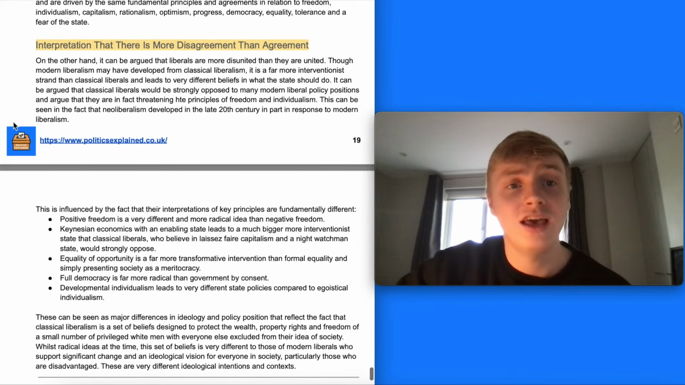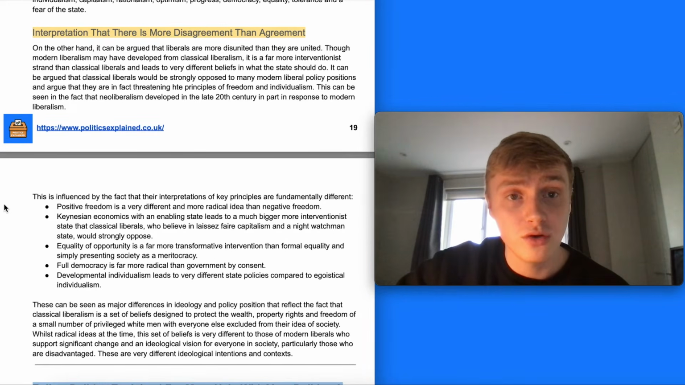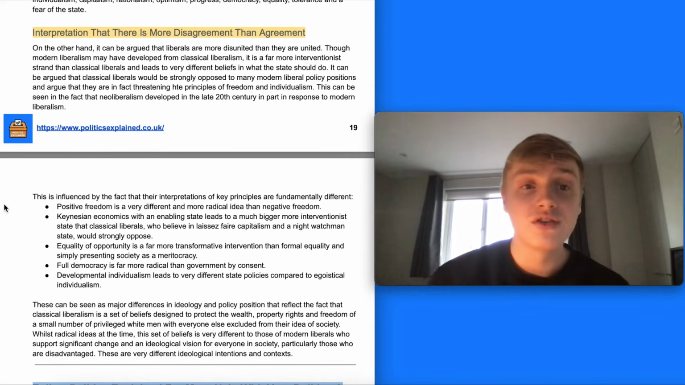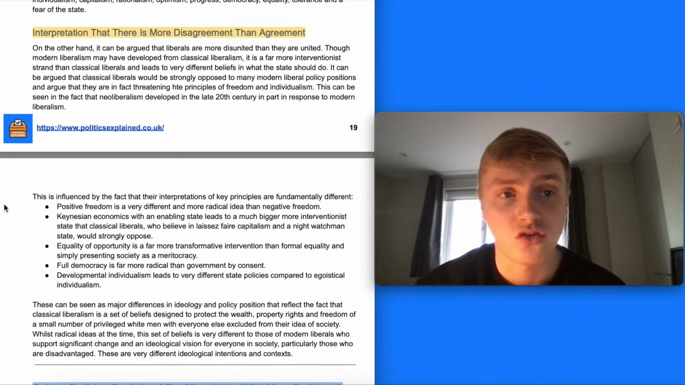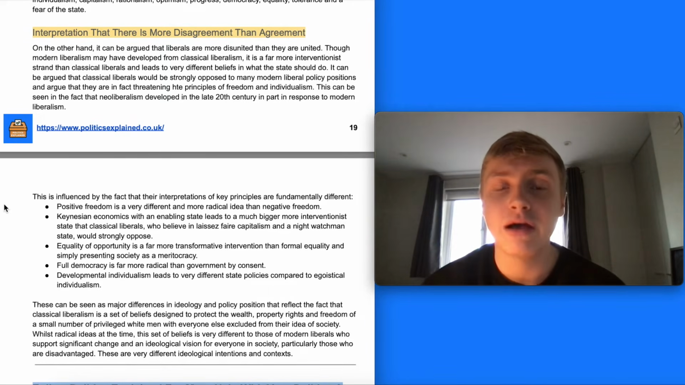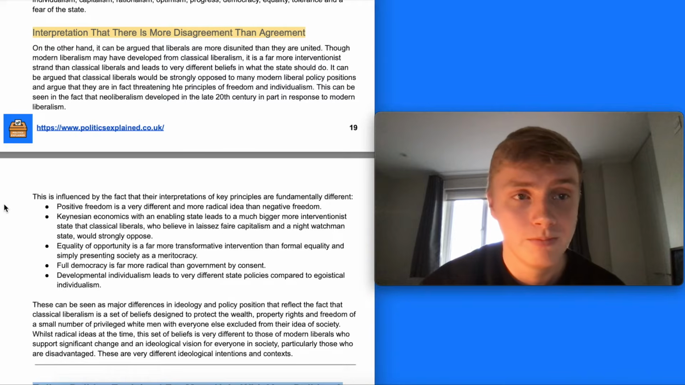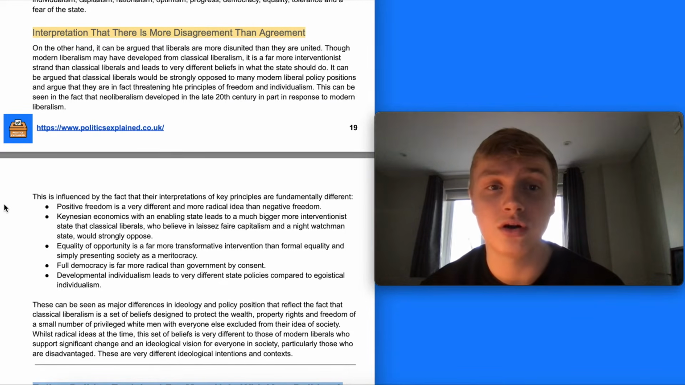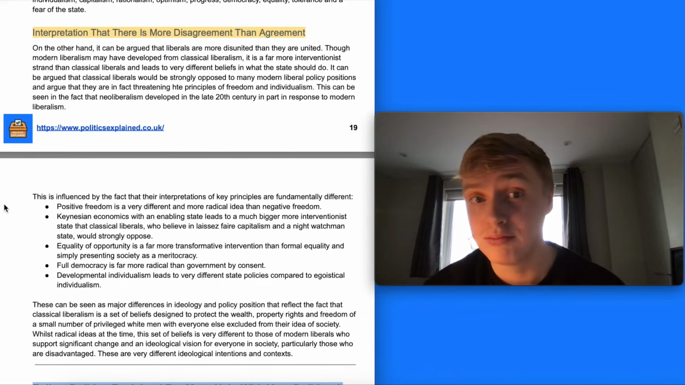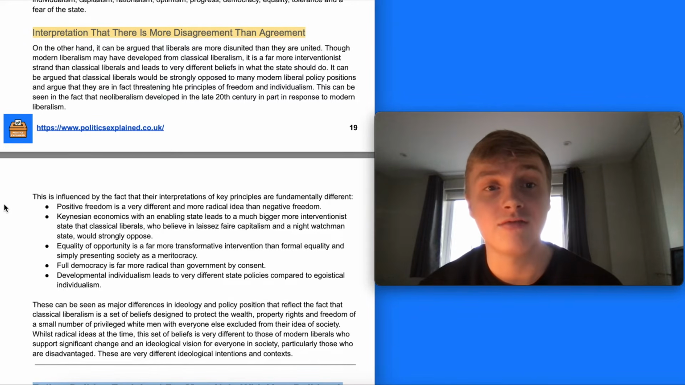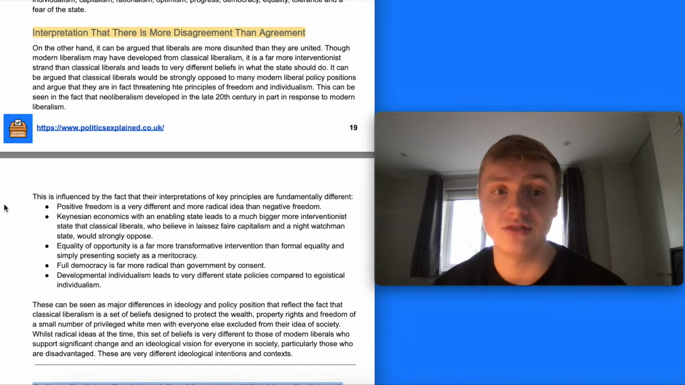On the other hand, it can be argued that there's more disagreement than agreement. Though modern liberalism may have developed from classical liberalism, it's far more interventionist as a strand than classical liberals and leads to very different beliefs in what the state should do. And it can be argued that classical liberals would be strongly opposed to many modern liberal policy positions, as neoliberals are, and argue that they're in fact threatening the principles of individualism and freedom rather than promoting them.